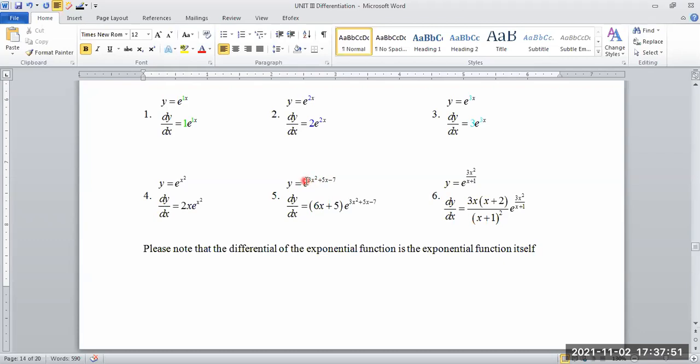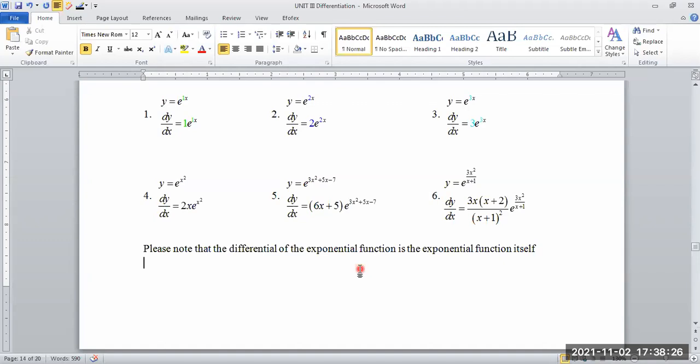The differential of my minus 7 is 0, and the differential of 3x squared is going to be 6x, and of 5x is going to be 5. So when I differentiate the function here, I'm going to get 6x plus 5. See it right here, 6x plus 5. The aim of this topic is to remember that the differential of the exponential function is the exponential function itself. When I differentiate the exponential function, I get the exponential function back.